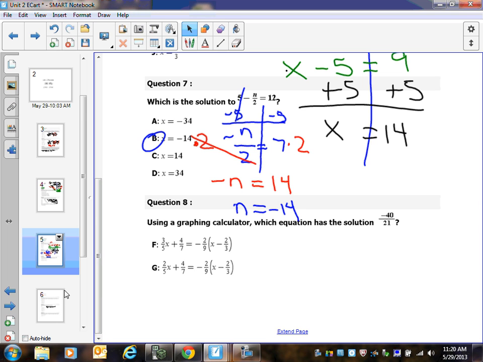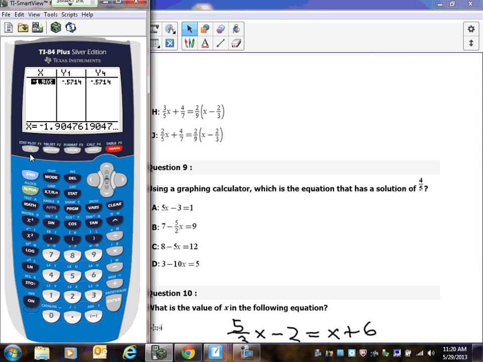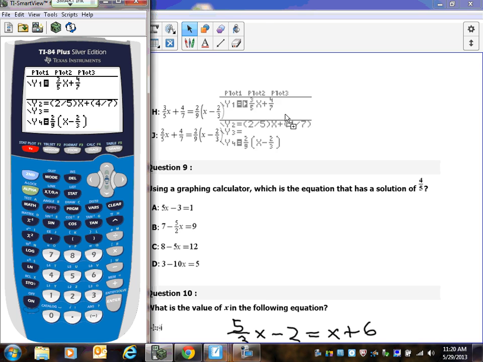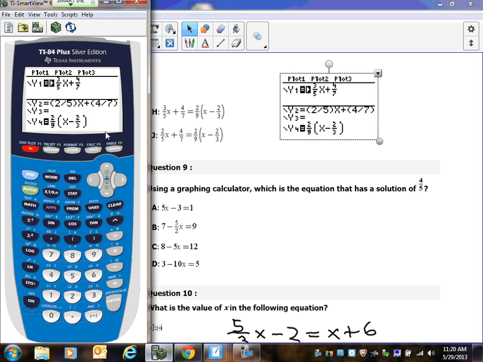Now I just have to match them up to the choices I have here. So these are the two that were the same. So that looks like that is choice H. So our answer for this one is choice H because it gave us the same value. And I'll pull that in for you as well.